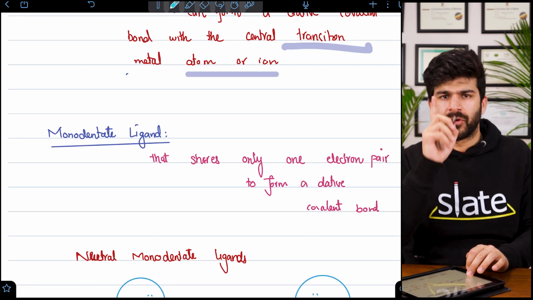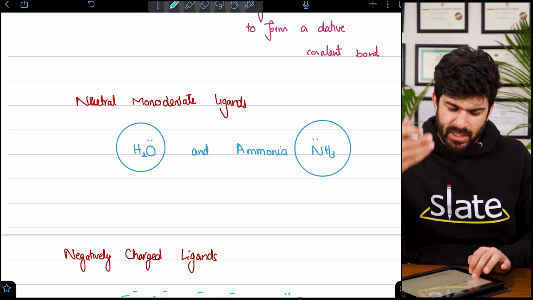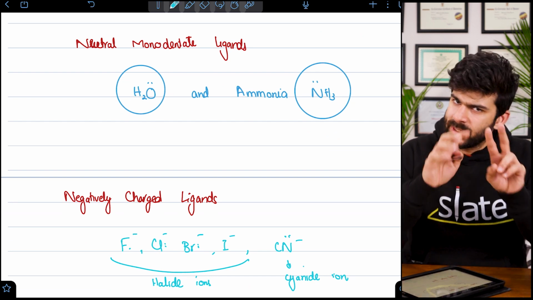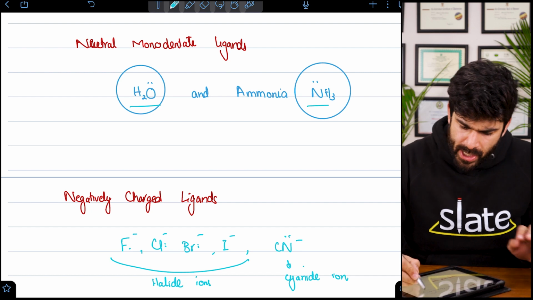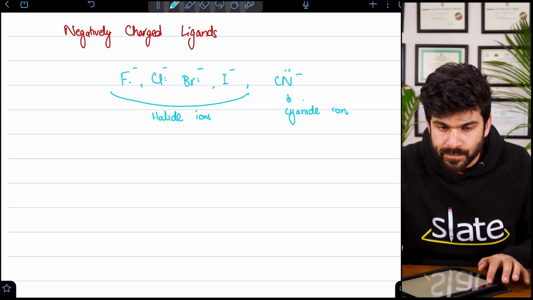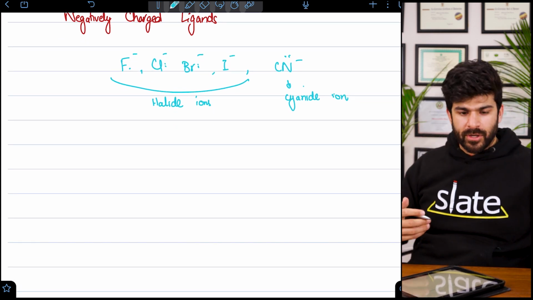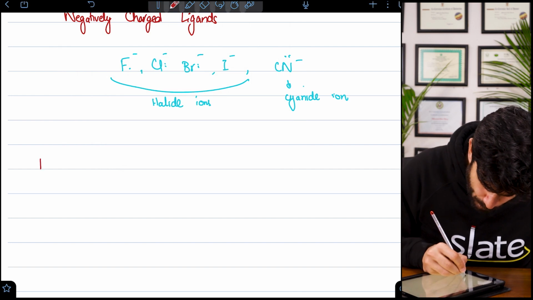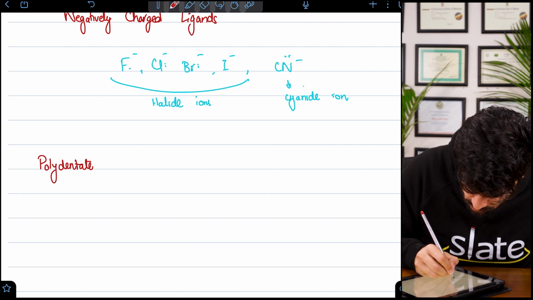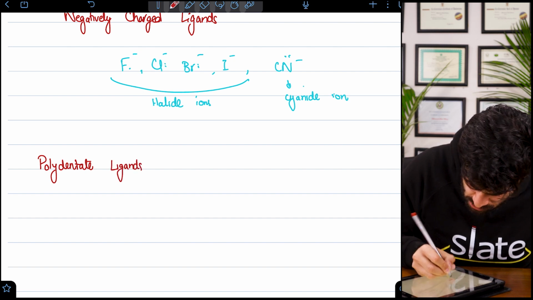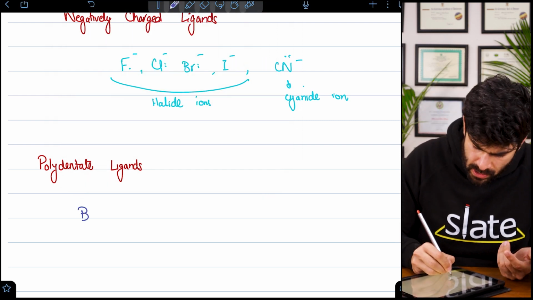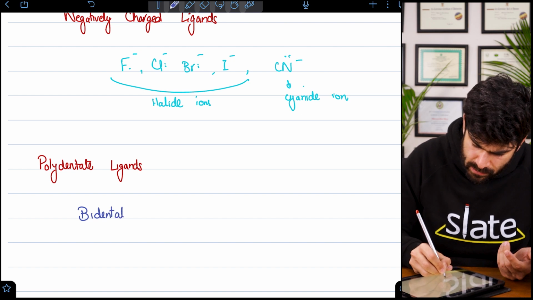So A, we had the first type which was monodentate ligands, and it is further divided into neutral and negatively charged ones. Neutral means there are just two examples, water and ammonia. But when we talk about negative ones, halide ions and cyanide ion. When we go further and we jump towards polydentate ligands. Now students, polydentate has further types. One is simple, a bidentate ligand.